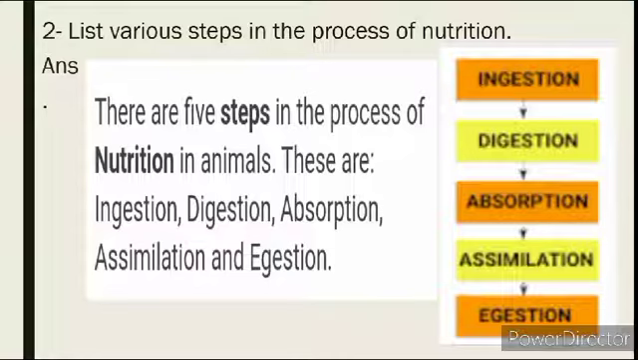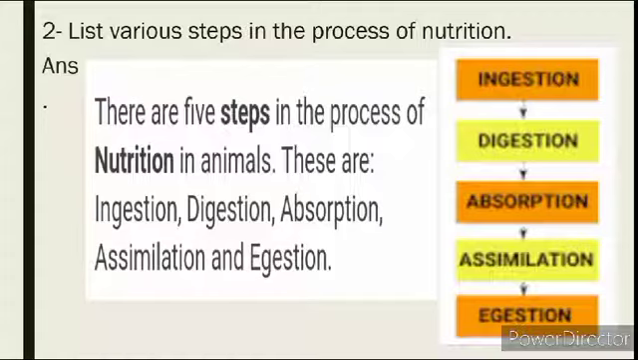Second one is digestion. The food taken in is solid and complex. The process of converting or breaking down complex food into simple and soluble form is called digestion. Third one is absorption. It is the process by which the digested nutrients are taken to different parts of the body by the circulatory system. That means through blood. Number 4 is assimilation. It is the process of using absorbed food molecules for producing energy and growth. Number 5 is egestion. The process of removing undigested food materials from the body is called egestion.